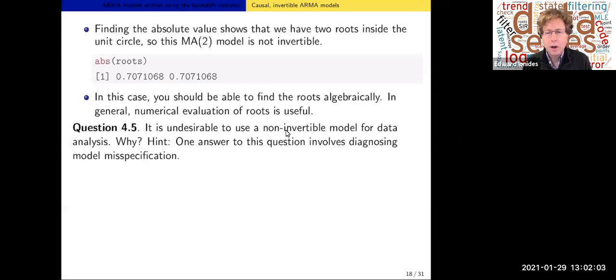Why might we not want to use that model if it's not invertible? Well, one answer to this question involves diagnosing model misspecification. If you think about what it means to be invertible, let me just write this down. If we have a non-invertible model, what happens to the estimates of the residuals?